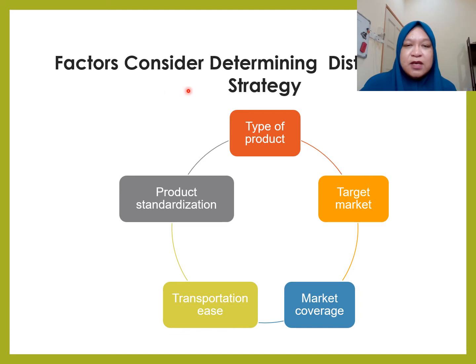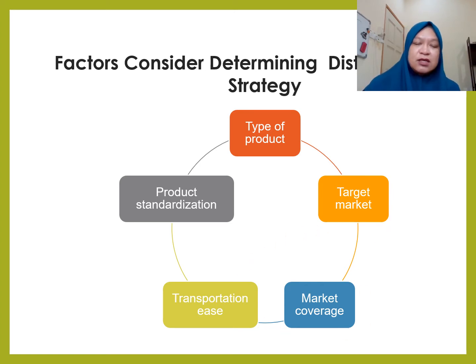Factors that we need to consider in determining the distribution strategy are, in terms of the types of product, whether the products need to be sold in bulk, or maybe it will be easier if we go straight to the customer. Of course, if you are a service provider, you cannot use any intermediaries. You have to go straight to your customer. It also depends on your target market. If your target market is the wholesalers, then of course you want to sell to the wholesalers.